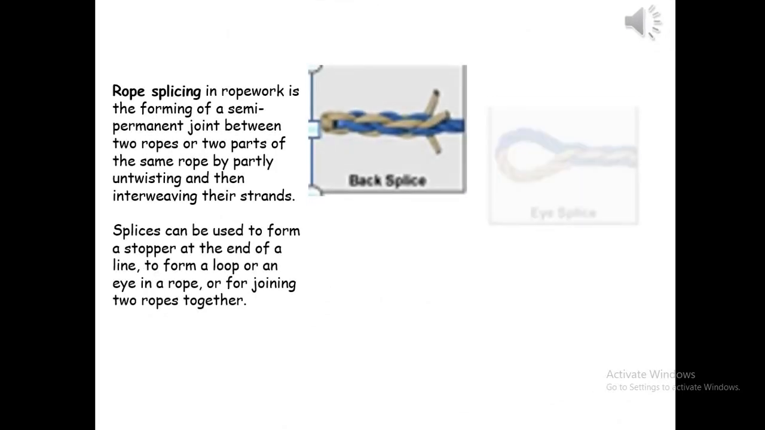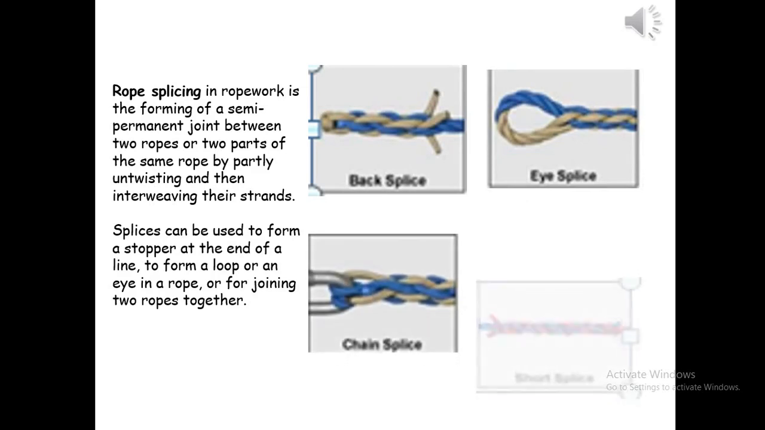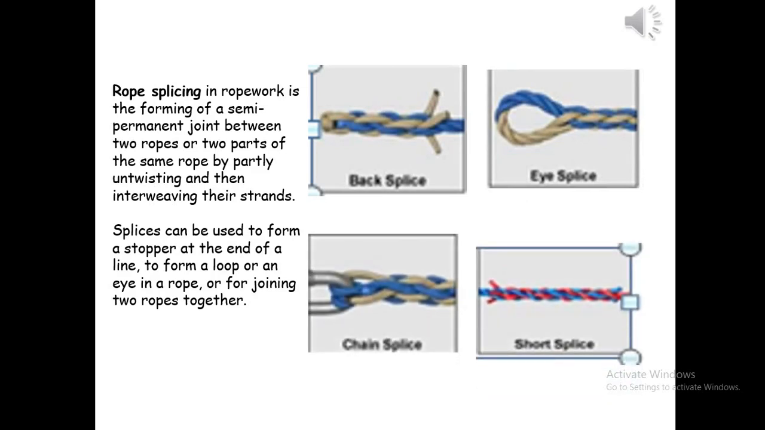Rope splicing in ropework is the forming of a semi-permanent joint between two ropes or two parts of the same rope by partly untwisting and then interweaving their strands. Splices can be used to form a stopper at the end of a line, to form a loop or an eye in a rope, or for joining two ropes together.